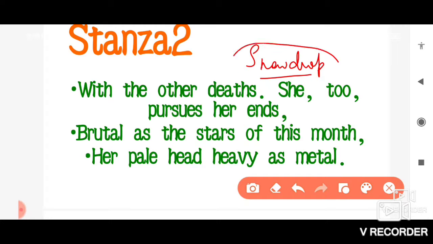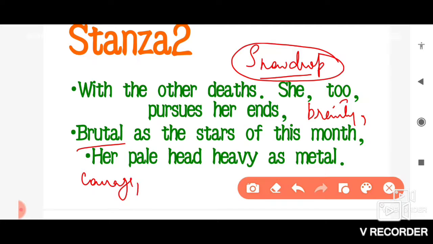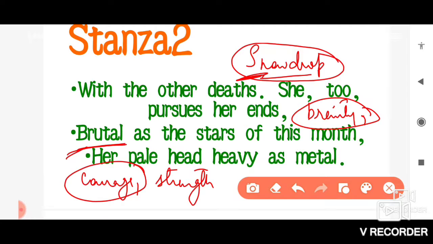फिर भी क्यों snowdrop को brutal कहा जाता है? It is because of its bravery. Snowdrop is brutal in terms of bravery, in terms of courage, in terms of its strength, that it has been referred to as brutal. So why is snowdrop brutal? It is because of its bravery, its courage, its strength, which makes it fight and stand strong against the winter season.